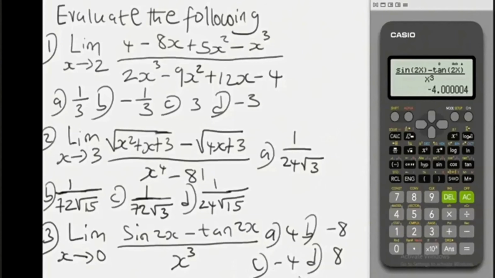This is basically how you can solve problems involving limits of a function easily and fast using the Casio Fx-991 ES Plus second edition scientific calculator for multiple choice questions under calculus. Hope you learned something interesting from this video. Let's call it a video here, guys.